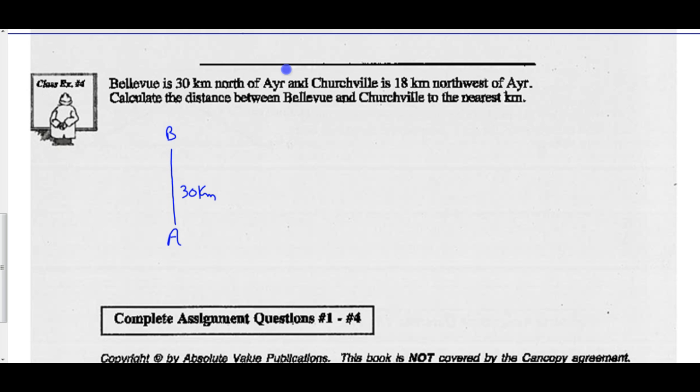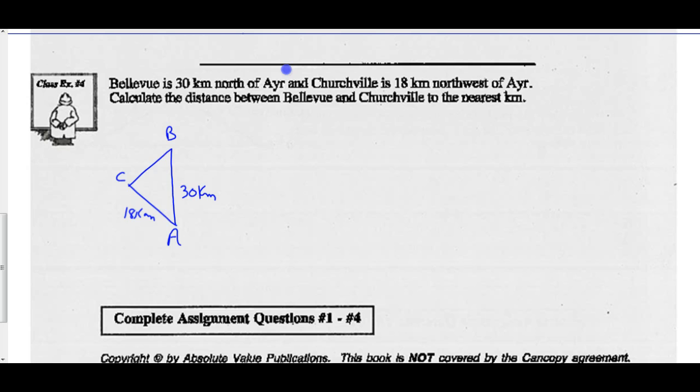And then we're told that Churchville is 18 kilometers northwest of Ayr. So northwest is a 45-degree angle, 18 kilometers. And that's Churchville. Find the distance between Bellevue and Churchville. We're looking for that distance right there.